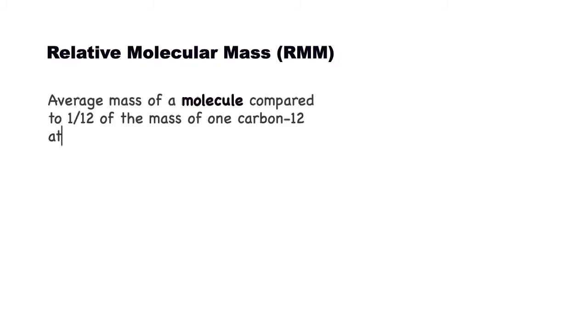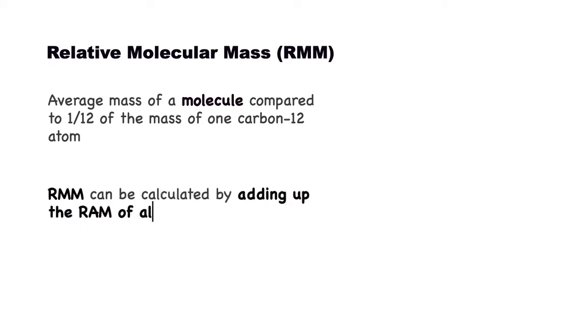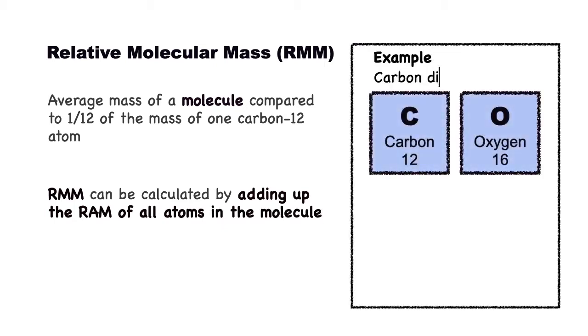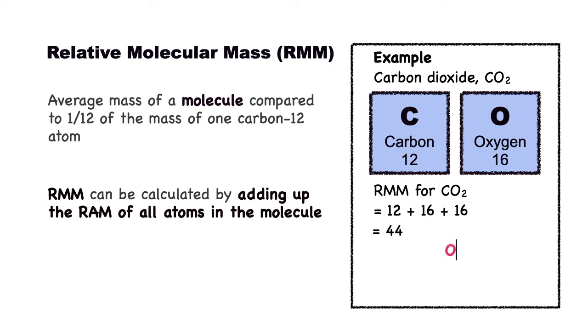Next is relative molecular mass, RMM. It is the average mass of a molecule compared to 1/12 of the mass of one carbon-12 atom. It can be calculated by adding up the relative atomic mass of all atoms in a molecule. For example, carbon dioxide, CO2. To find the relative molecular mass for carbon dioxide, 12 plus 16 plus 16, or another way, 12 plus 2 times 16 to get 44.